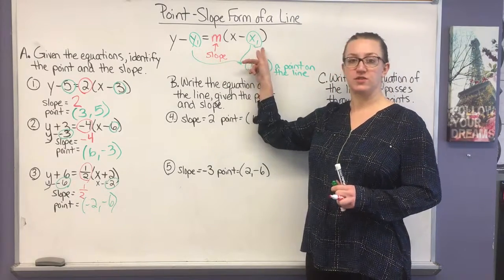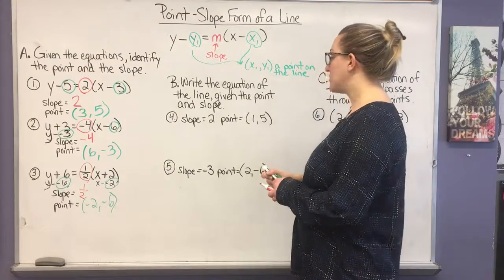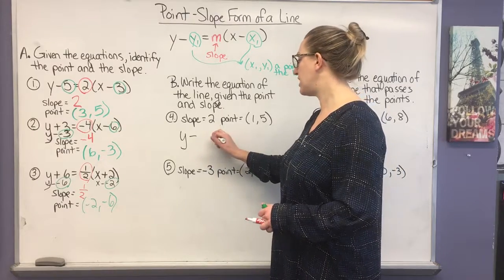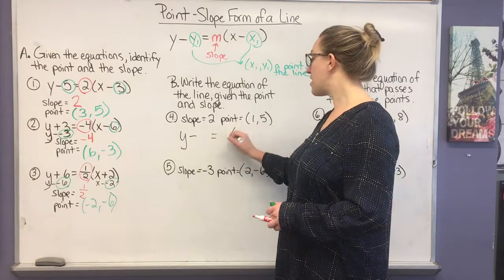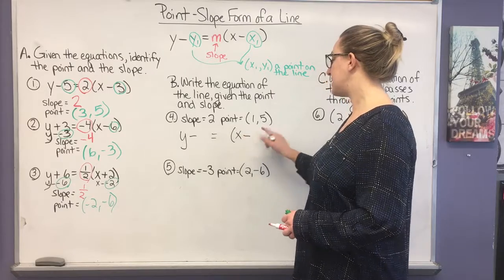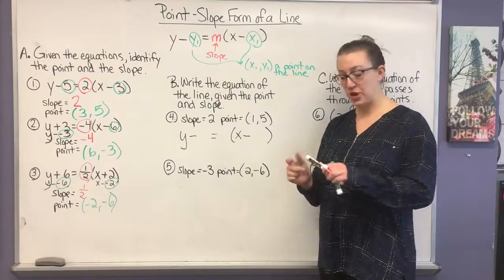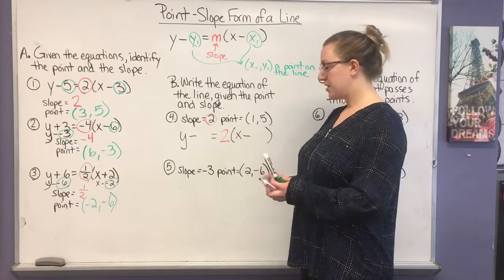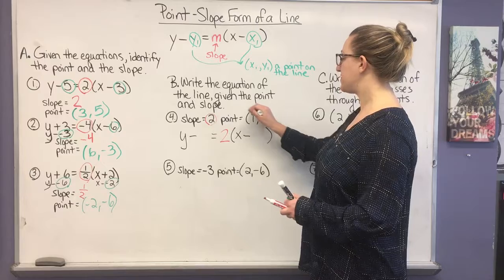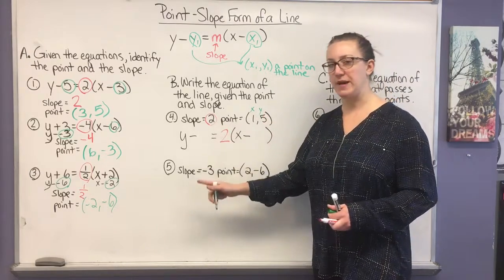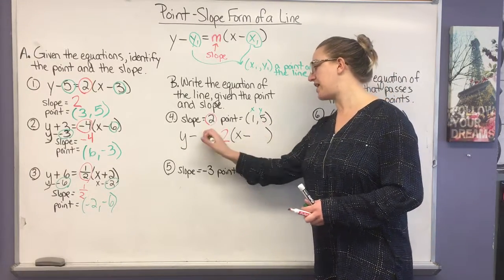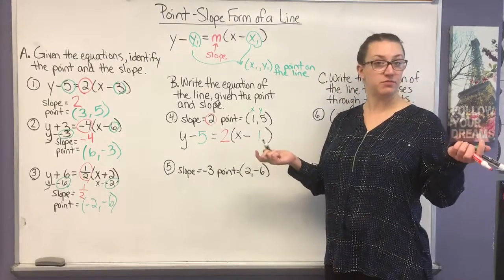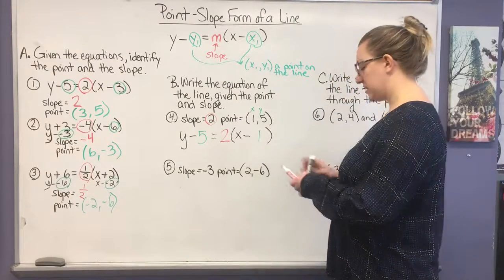That's exactly what goes into this formula. So I'm going to start with y minus, that's where my y value is going to go, equals, my slope comes next, parentheses x minus, and there's going to go the x value. Okay, so let's identify. The slope is 2, that goes in front of my parentheses. The point is 1, 5, that's my x and my y. Make sure you put it in the right place. This is y minus the y value, so it's a 5, and x minus the x value, that's 1. We're finished. That's all. So now let's take a look at the next example.